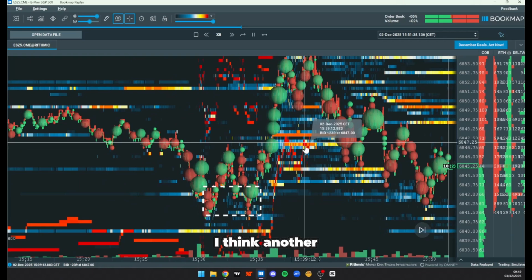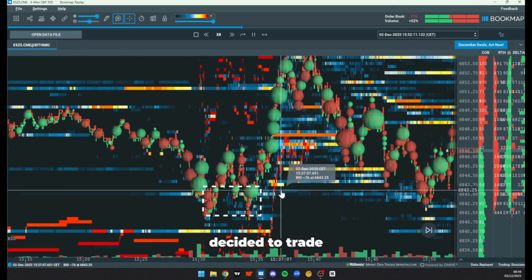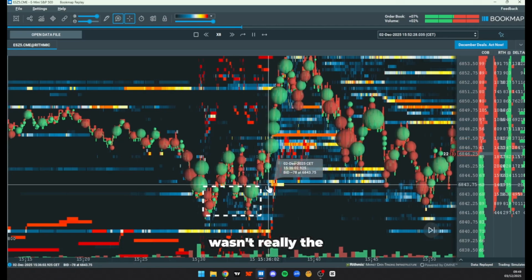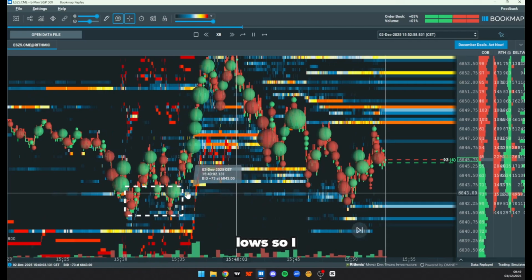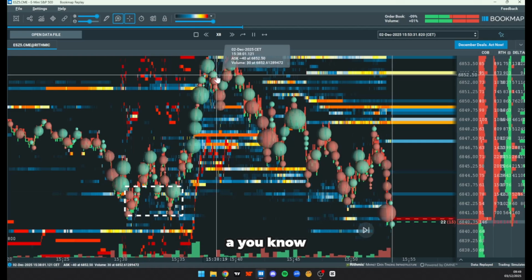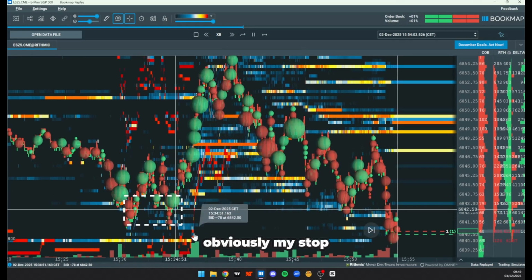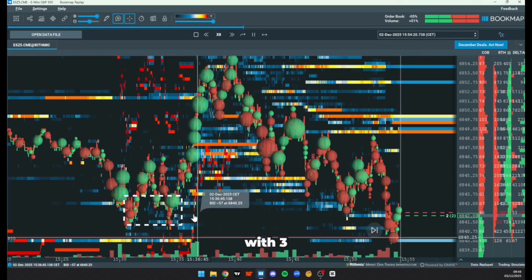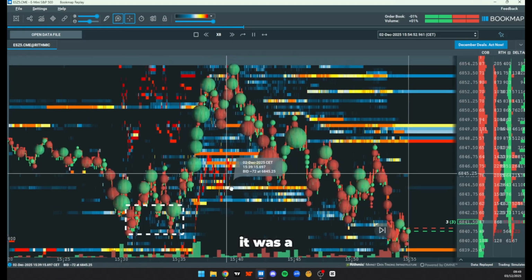I think another mistake, to be honest, was that this level that I decided to trade from wasn't really the biggest level. It was just a quick sweep of an M1 low. So I couldn't expect the biggest move. And from the sweep, we still saw a 10, 11 point move, which was pretty good. Obviously, my stop loss was 4 points. Maybe I could have done it with 3, but I like to give it a bit more room. But all in all, it was a very good trade.